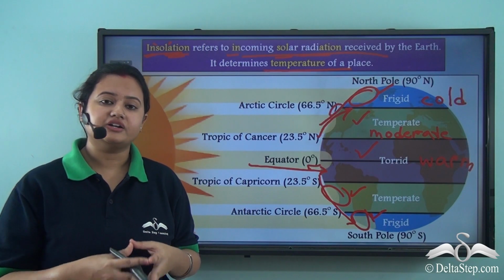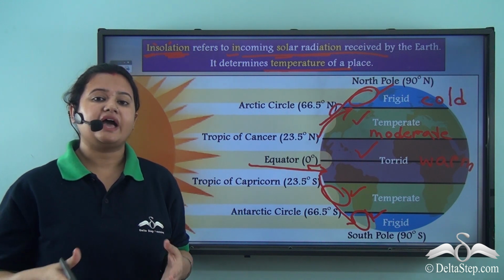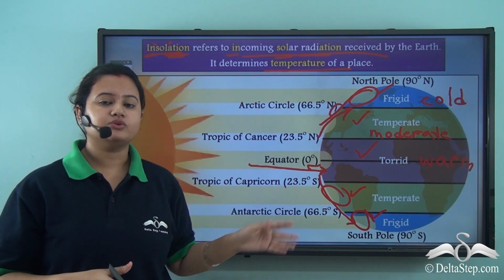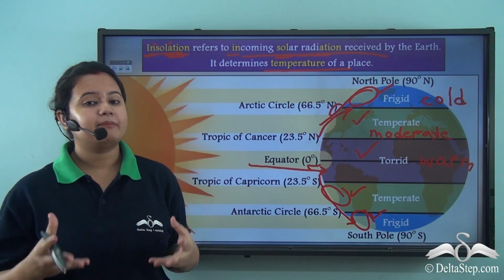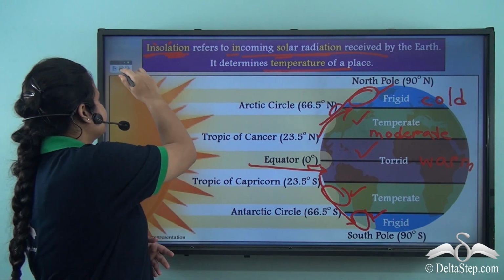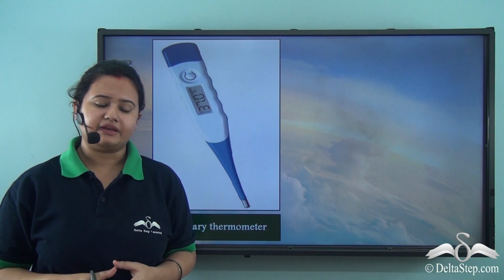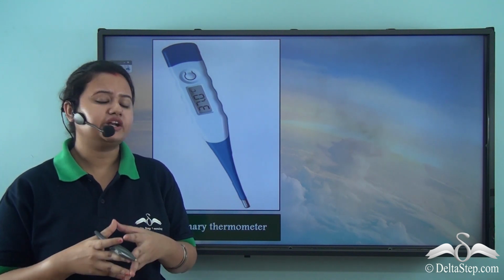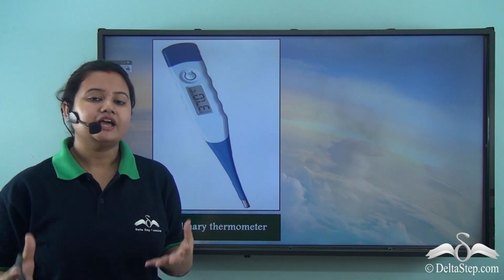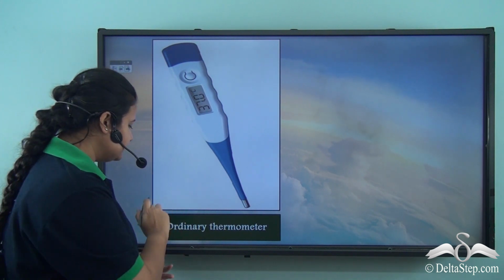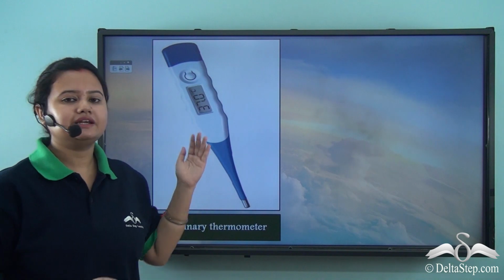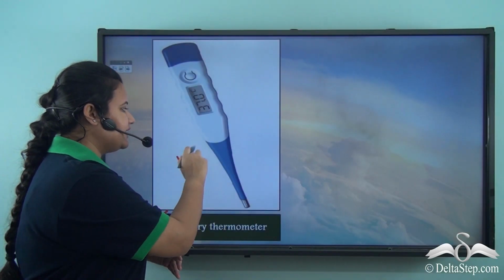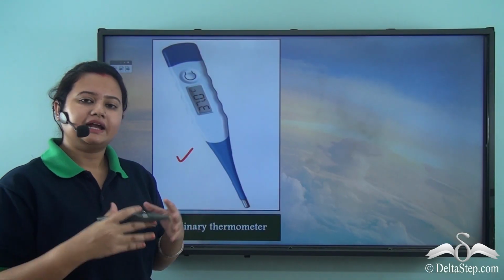So now that we have understood the meaning of temperature and how it varies with latitudes, let us see how we can measure temperature. Now tell me one thing, when you have high fever, how do you measure your body temperature at home? Well, you do it by using the ordinary thermometer or the clinical thermometer. That is, this device helps to measure our body temperature.